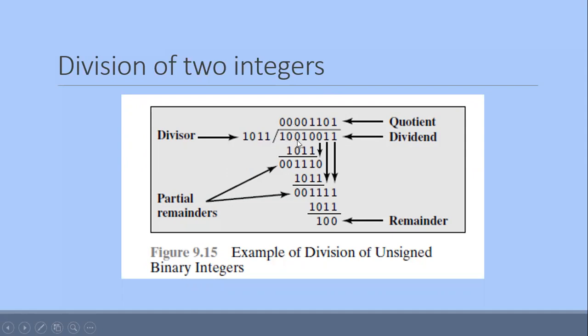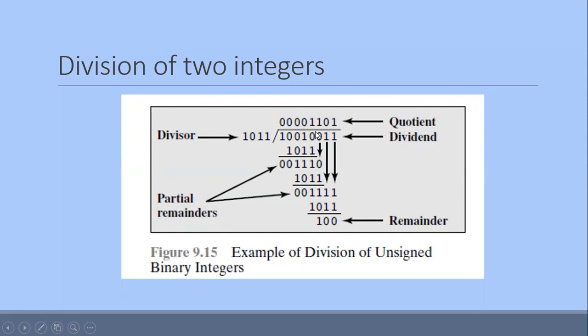Take the third bit. Again, see, this is 100. This is again not greater than 1011, so again we put 0 here. Now take the fourth bit. This is 1001, that means this is 9. So 9 is again not greater than 11, so again we put 0. Now take the fifth bit.